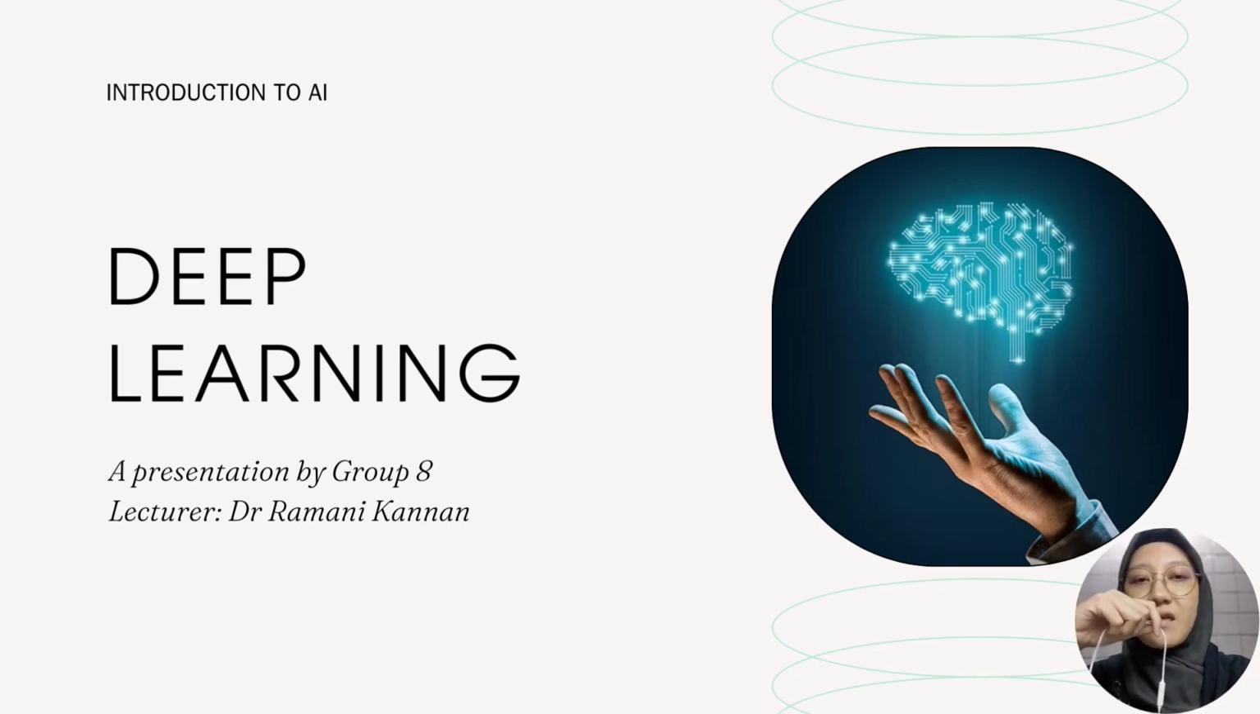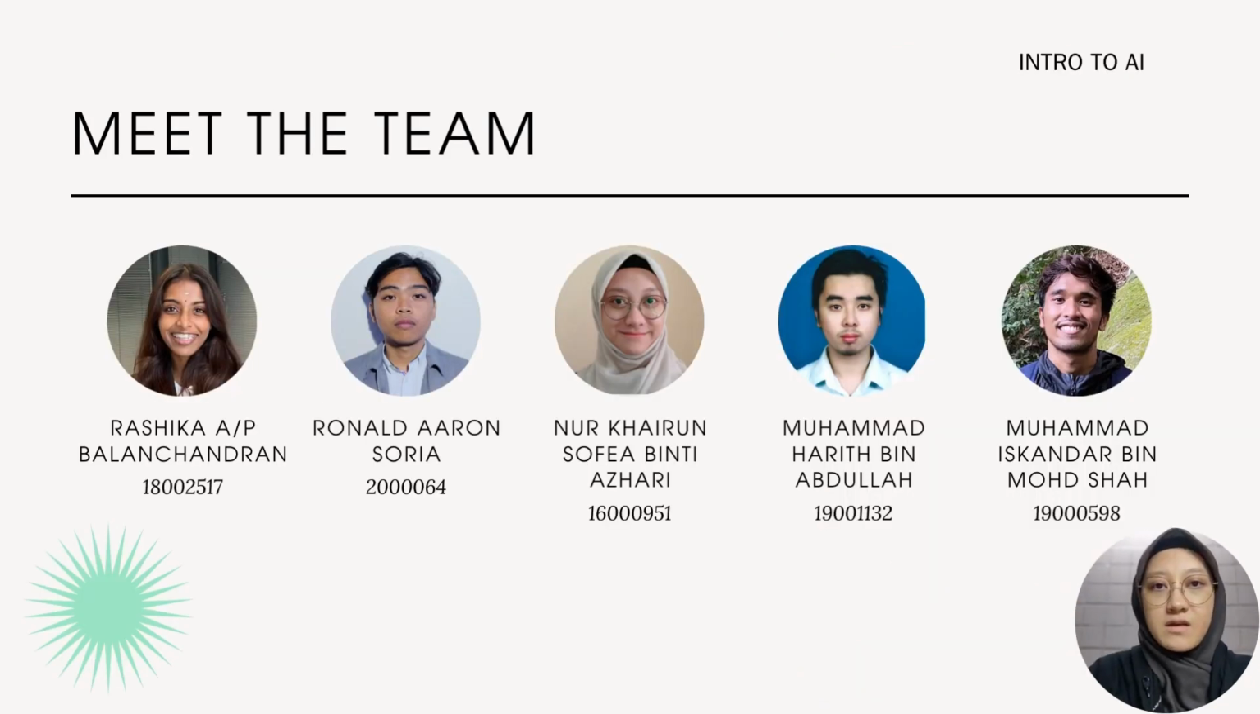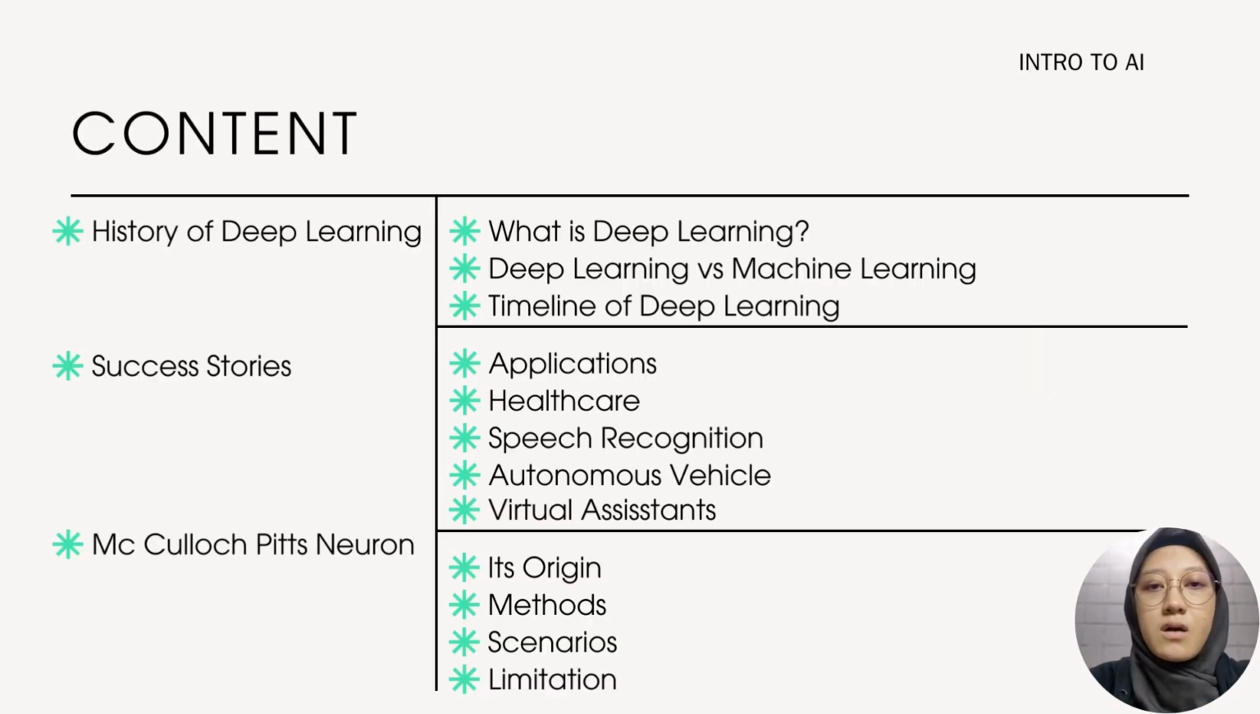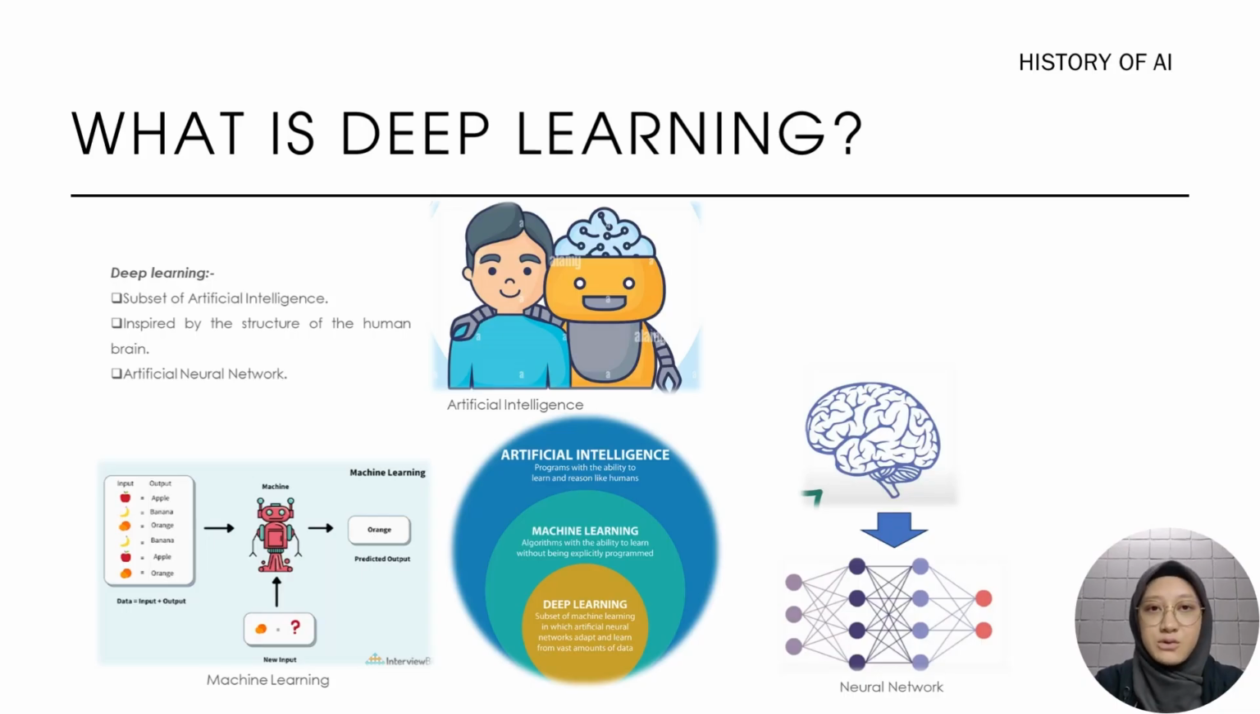Today, me and my teammates from Group 8 will be presenting the topic about deep learning. I'm delighted to present this topic alongside my talented team members, Rashika Anapurpa Balichandran, Ronald Aaron Soria, Muhammad Haris bin Abdullah, and Muhammad Iskandar bin Muhammad Shah. Our topic for presentation today will cover three main topics, which are the history of deep learning, the achievement of deep learning, and the McCulloch-Pitts Neuron. So without further ado, let's go to the first slide, which is what is deep learning?